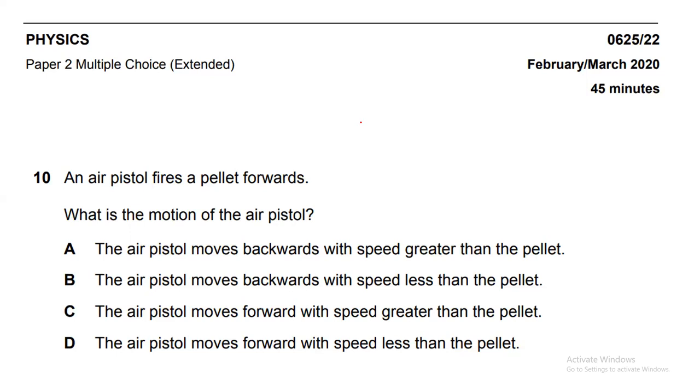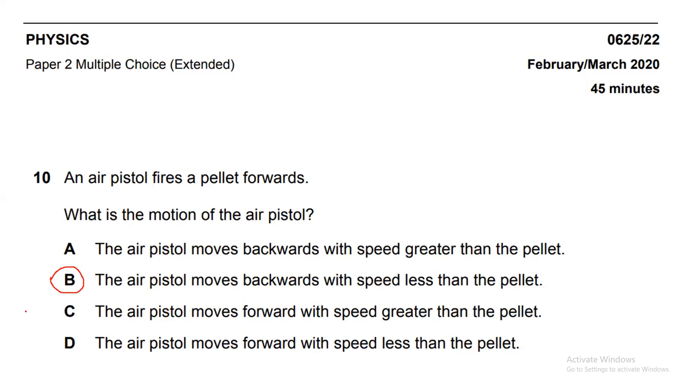So option A is the pistol moves backwards with a speed greater than the pellet. No. The air pistol moves backwards with a speed less than the pellet. Yes, it looks like the answer. Okay. The air pistol moves forward with the speed. No, the air pistol does not move forward. No, the air pistol does not move in the forward direction.